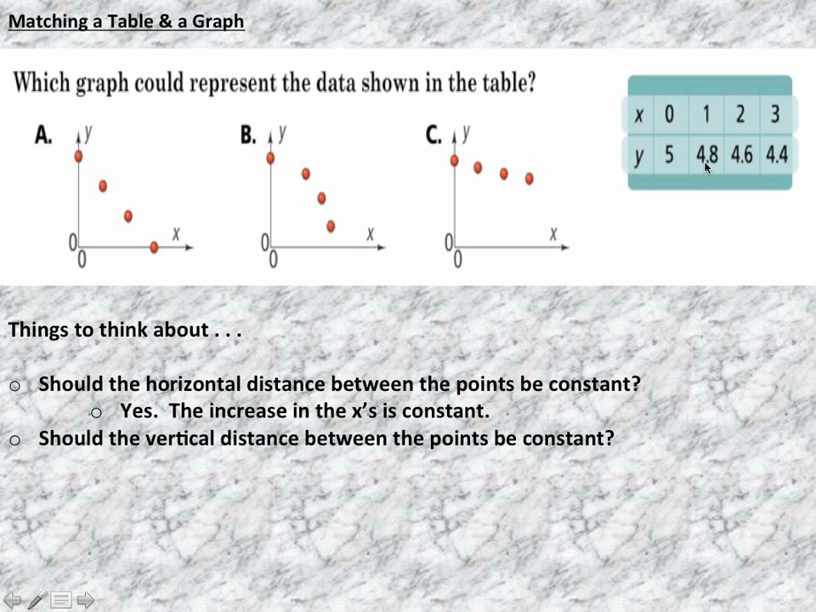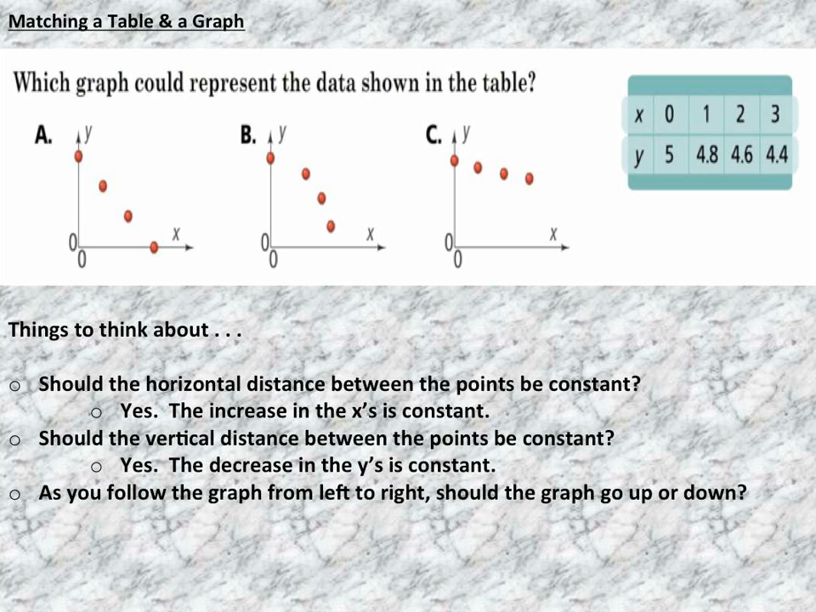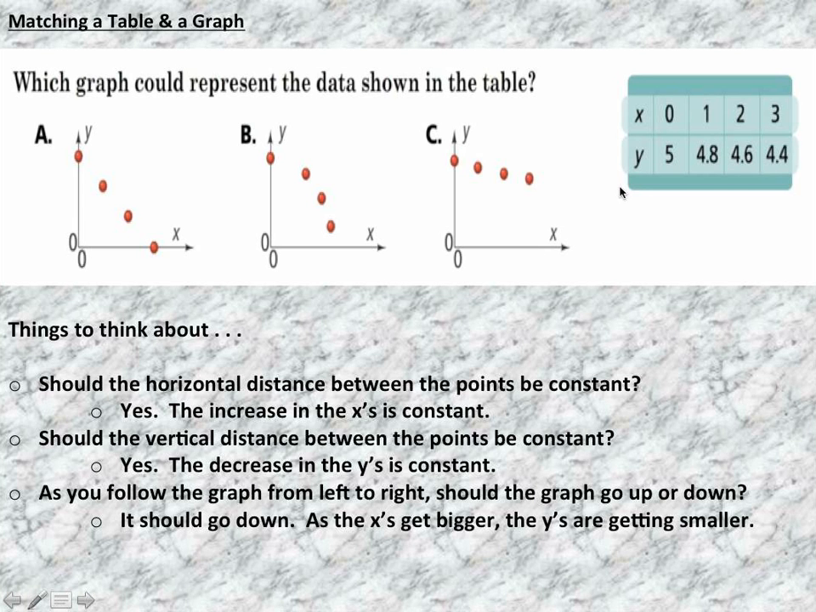Well, it goes from 5 to 4.8 to 4.6 to 4.4. And that is consistent. It goes down 0.2 each time. So yes, it should. So I'm looking for a graph that has consistent changes in x and consistent changes in y. All right? And then as I follow from left to right, the graph should be going down, because as I increase my x's, I'm decreasing my y's. So the graph should go down.